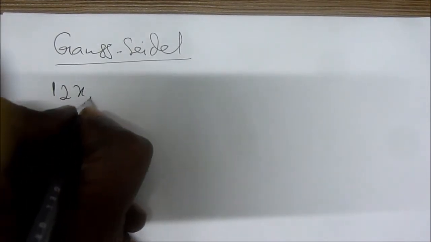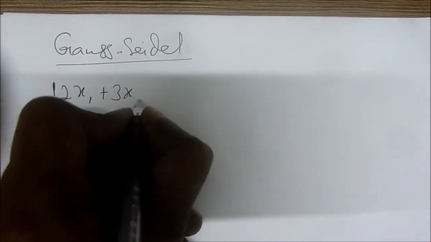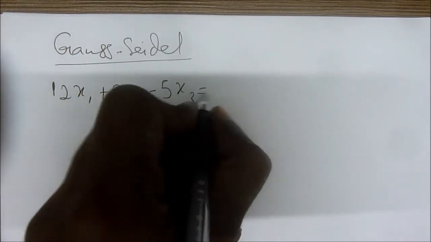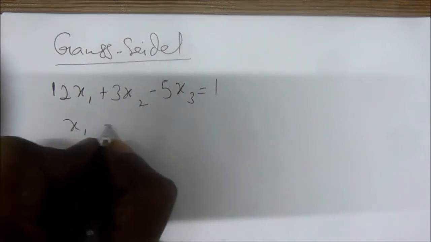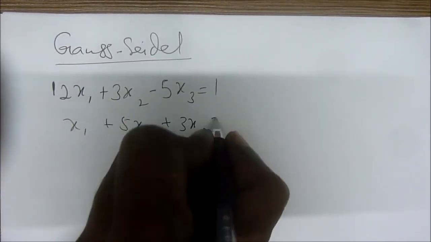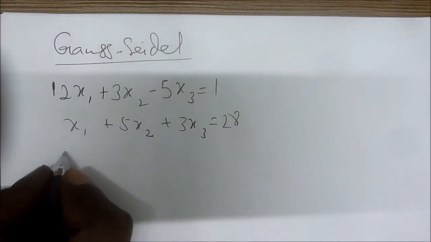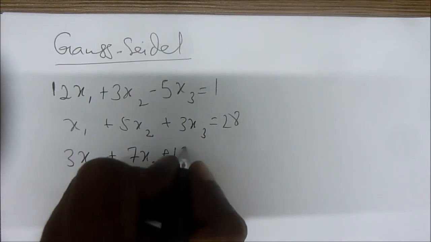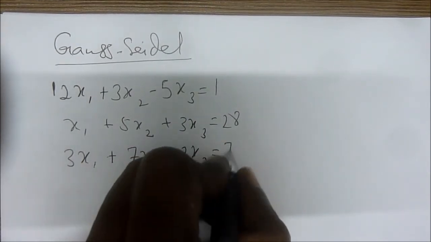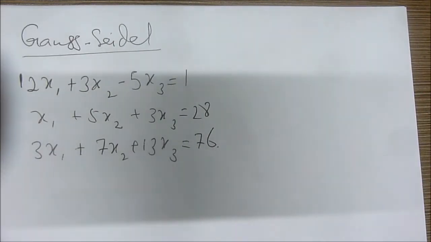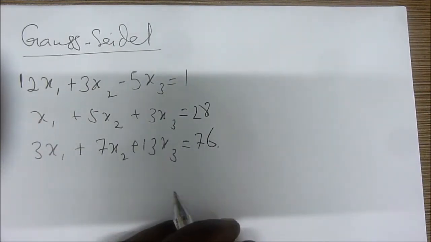Okay, let's say the equation will be the same. The equation will be a linear system: 12x1 + 3x2 - 5x3 = 1, x1 + 5x2 + 3x3 = 28, 3x1 + 7x2 + 13x3 = 76. Since this is a numerical method, they should give you an initial guess.